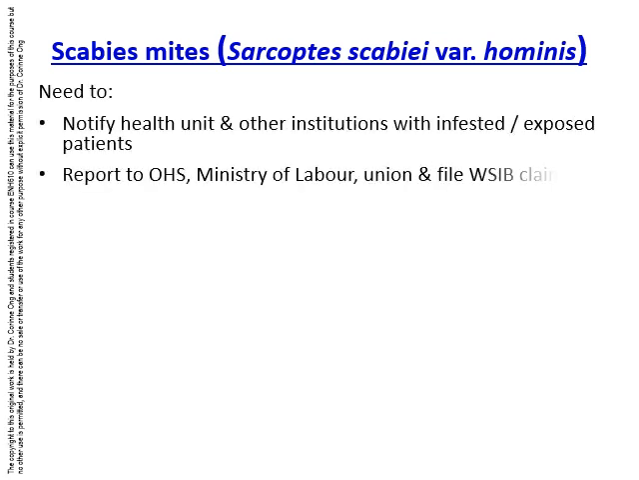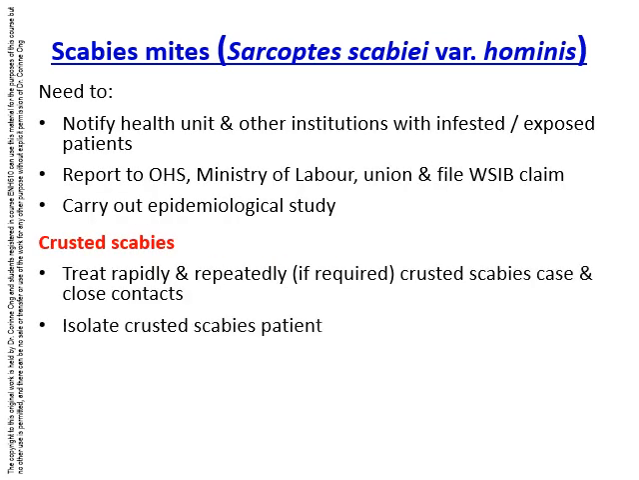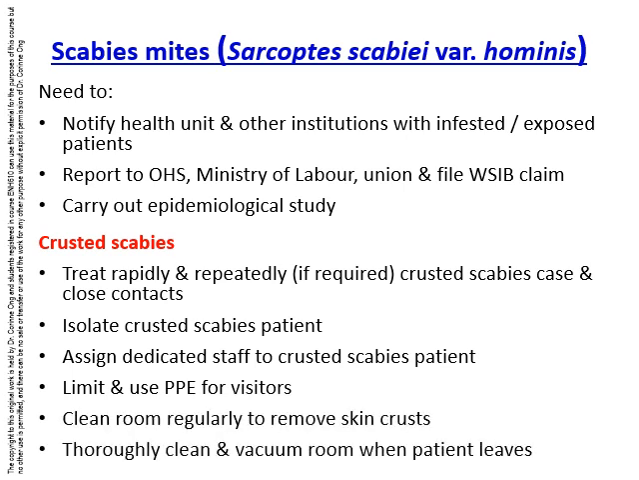It is necessary to notify the Public Health Unit and any other institutions that have reported infested or exposed patients. In Ontario, under the Occupational Health and Safety Act, OHS, the Ministry of Labour, and the union have to be notified, and WSIB claims submitted for any staff members who are affected. An epidemiological study needs to be carried out as well.